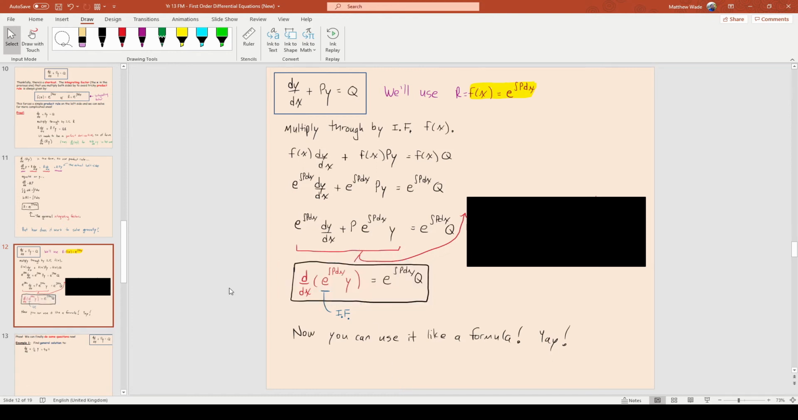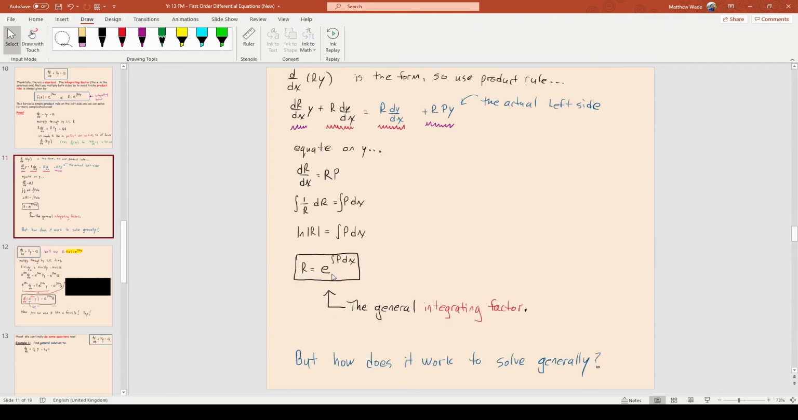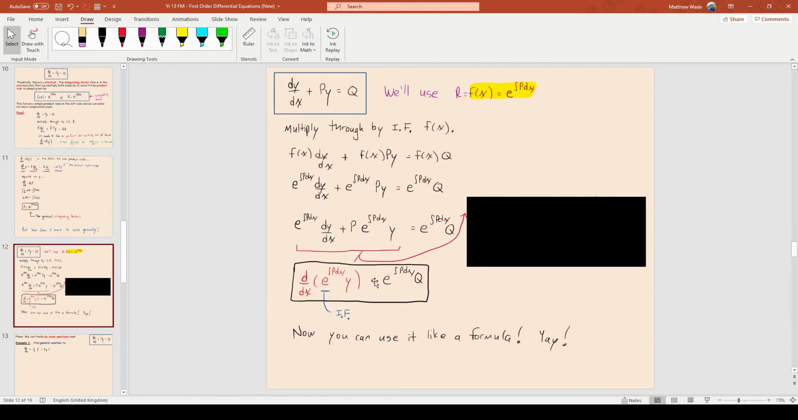Which means it's going to be e to the power of the integral of p dx, times y, the two things that you're dealing with. Now, it's not clear to see that. We relied on that fact to get this, so we've actually used this already, but I still think it's not all the way clear. So how do we know that this is a perfect derivative?